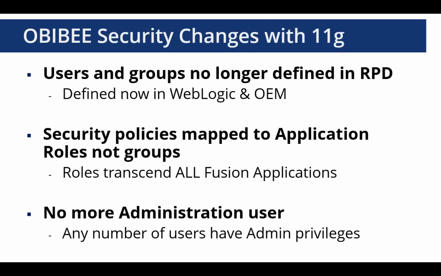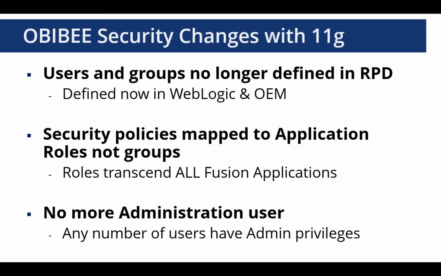So at a high level, we've spoken to a few of these points already. The changes with 11G: users and groups are no longer defined in the RPD. All of this is now defined within Weblogic. Security policies are no longer mapped to groups. They're being mapped to application roles. These roles transcend all of Fusion applications.